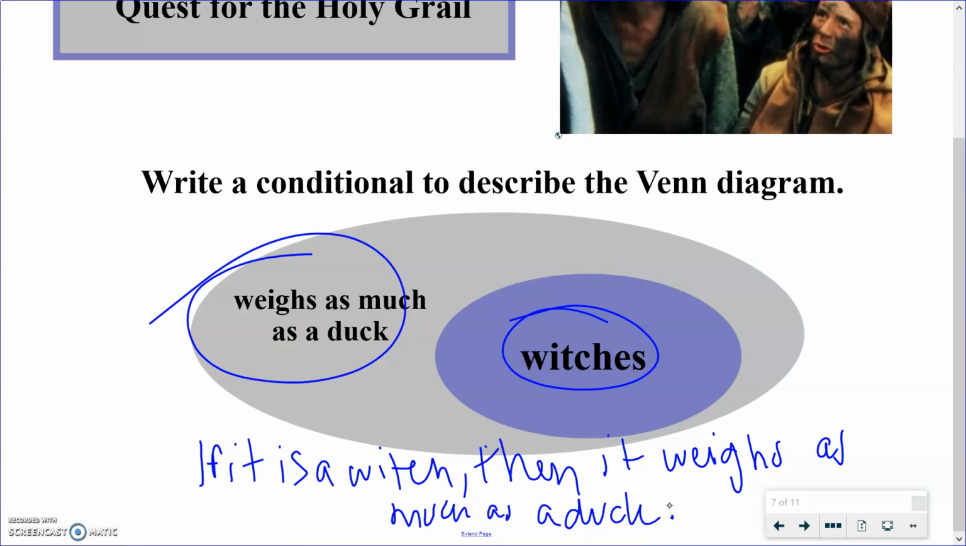Okay, and the reason it's not the other way is because it can be out here in this part of the Venn diagram, and it can weigh as much as a duck, but not be a witch. Okay, so the if has to be the most specific part, and the then has to be on the outside.